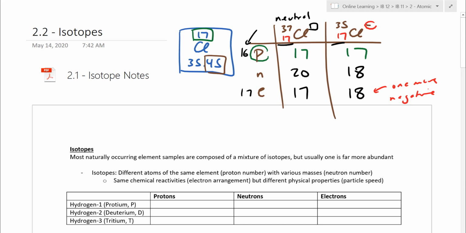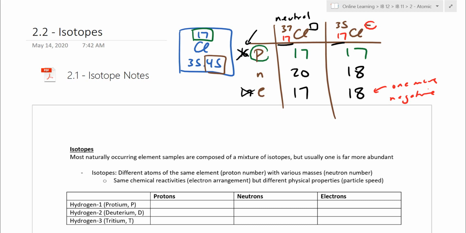I would have gotten sulfur -1. So basically, in terms of charges, you can never change protons. You can only change electrons. The more electrons you have, it becomes an anion, negatively charged. The more protons that you have, it becomes positively charged.